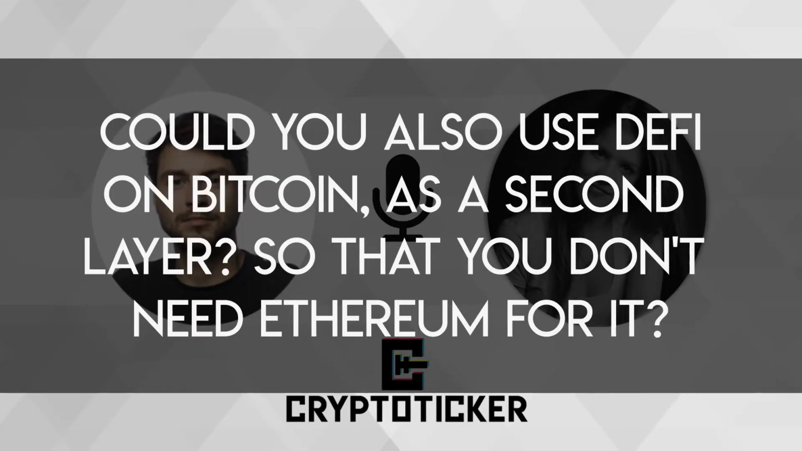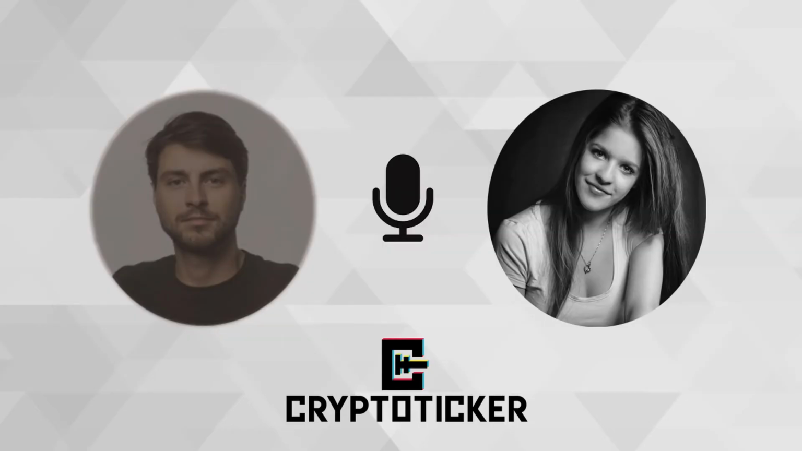Could you also use DeFi on Bitcoin as a second layer so that you don't need Ethereum for it? So I think with Bitcoin's mainnet, it's clearly not possible, right? But a lot of people are talking about side chains that have smart contract functionality. But then again, you make a trade-off, right? Because then it happens on a side chain, right? So personally, I really believe in the mainnet of Ethereum. I believe it is much stronger than any side chain of Bitcoin.